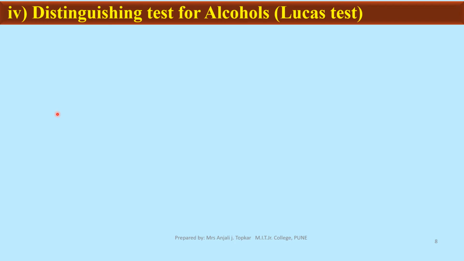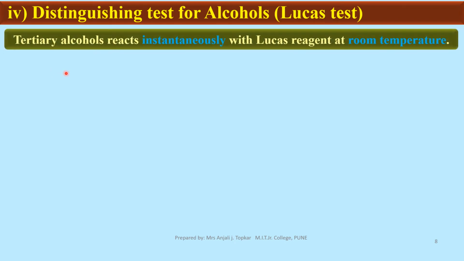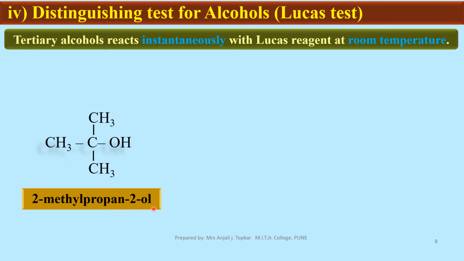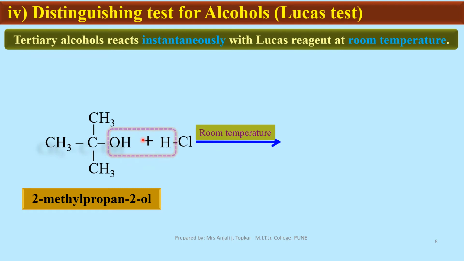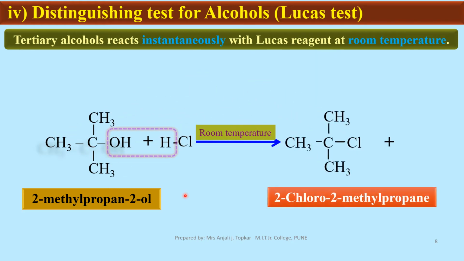Now we are going to see the test with tertiary alcohols. Tertiary alcohols react instantaneously with Lucas reagent at room temperature. 2-methyl propan-2-ol is a tertiary alcohol. When it is treated with HCl at room temperature, water molecule is removed and Cl forms bond with this carbon atom to form 2-chloro-2-methylpropane, and water molecule is removed.